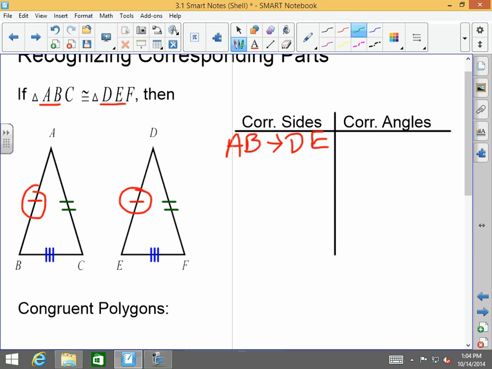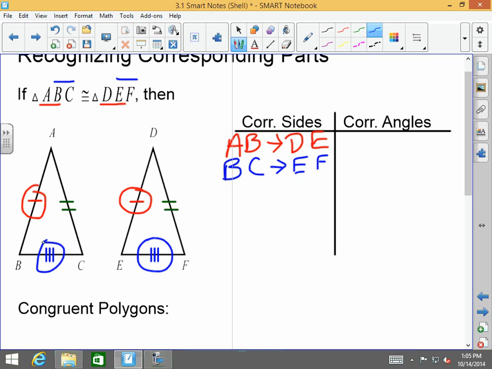Okay, next. Do you see how I have, let me get the right color here. BC are the next two letters, right? And that corresponds to EF, because those are the next two letters. So BC will correspond to EF. And I've proven it on the figure that I've given you because both have 3 tick marks.